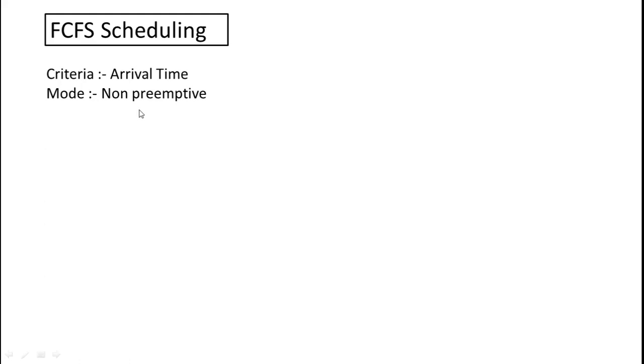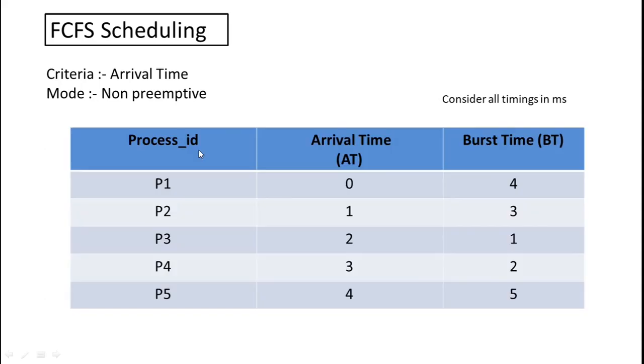The criteria followed by the first come first serve scheduling algorithm is arrival time. It means whatever process arrives first, that process is going to be served first. It looks like a restaurant. Whenever you go for lunch or dinner at any restaurant, they are serving on a first come first serve basis. So let's start with one example.